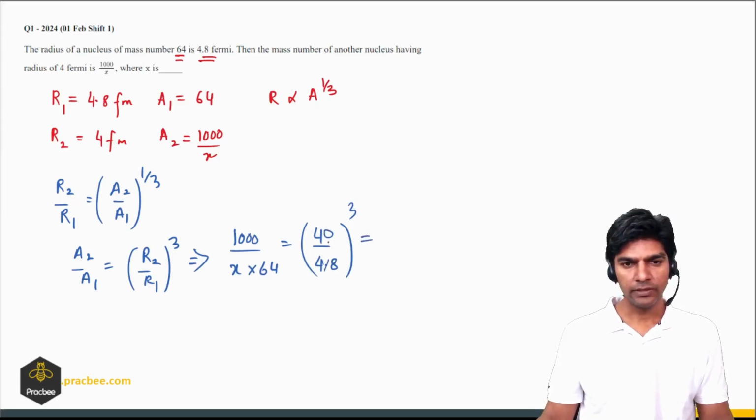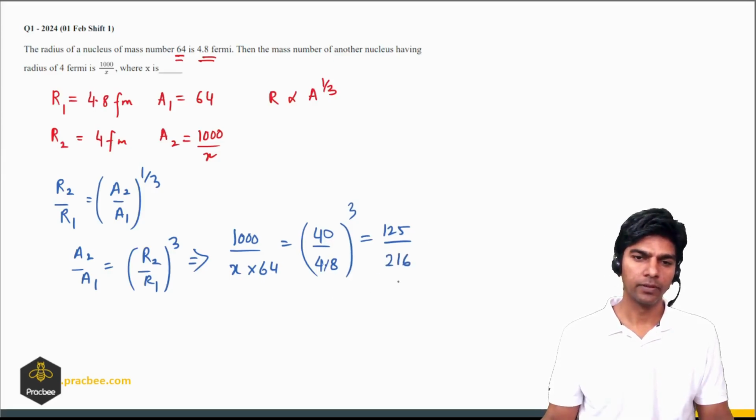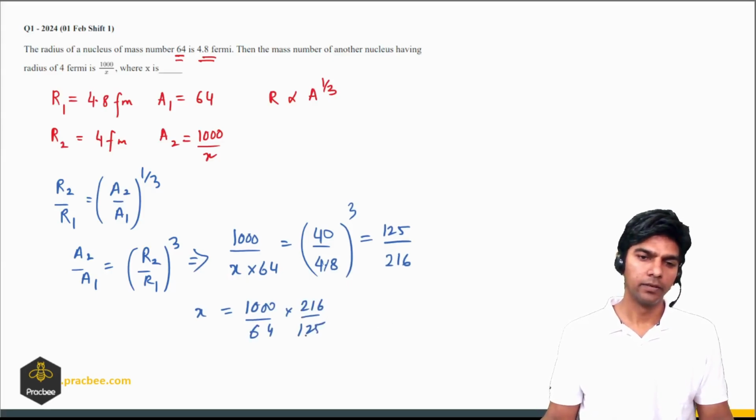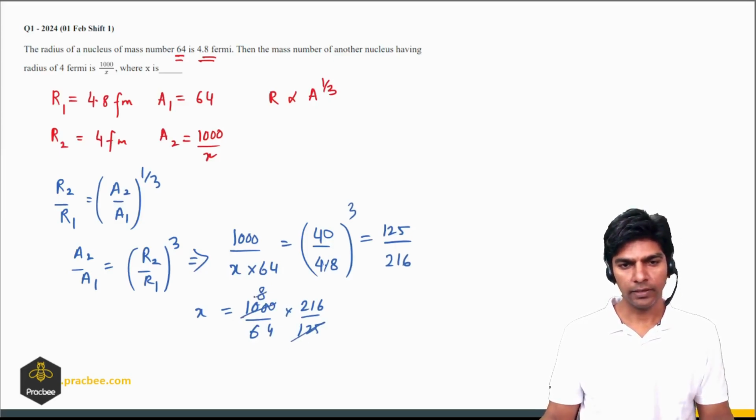This ratio can be written as 5 by 6, so it will be 125 by 6 cubed, which is 216. From this, x comes out to be 1000 by 64 times 216 upon 125. So this will give us 8 and this will give us 8. Now from this it comes out to be 2 and then 27. So x comes out to be 27.